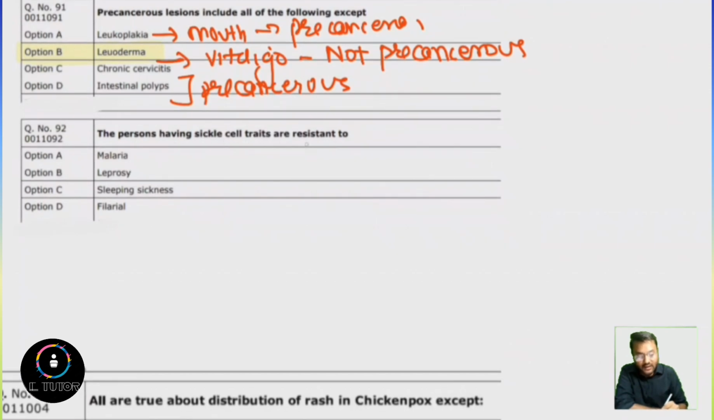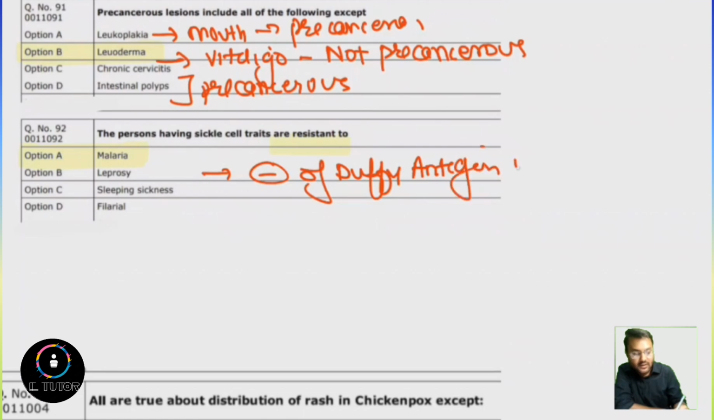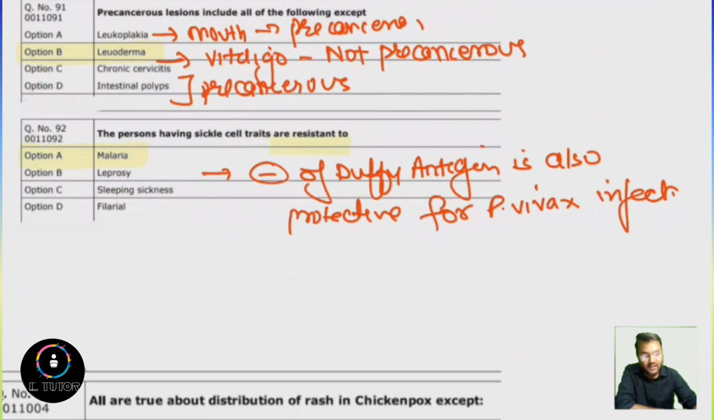Person having sickle cell trait are resistant to. So this is very direct question asked many a times. Answer here will be malaria. Also another question is asked: absence of Duffy antigen is also protective for P. vivax infection. So either it is the absence of Duffy antigen or presence of sickle cell trait, both will have the protective effect on the plasmodium infection or malaria.